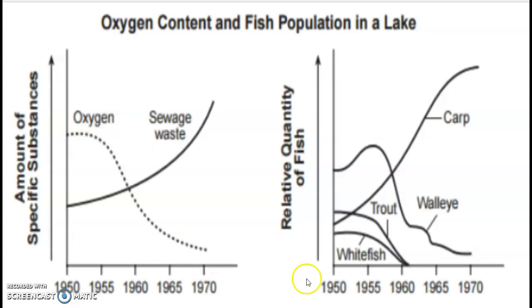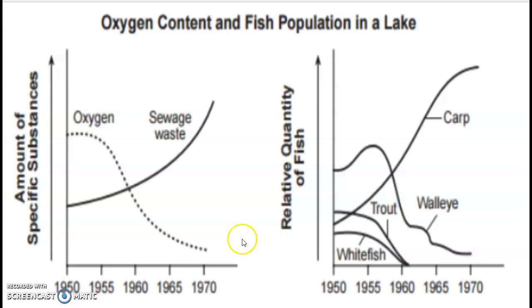My second graph, relative quantity of fish, you see we have several different types of fish and how their population has changed. So let's look at our first one, oxygen and sewage waste. It clearly looks like an inverse relationship. Sewage waste is on a steady increase, but the amount of oxygen available is on a steady decrease. So as the sewage waste increases, the amount of oxygen decreases, creating that inverse relationship.